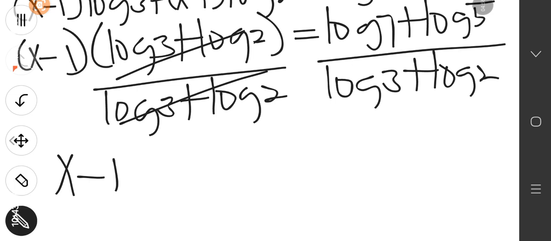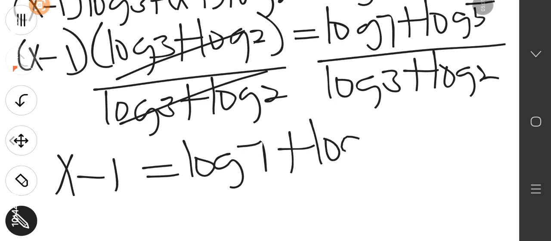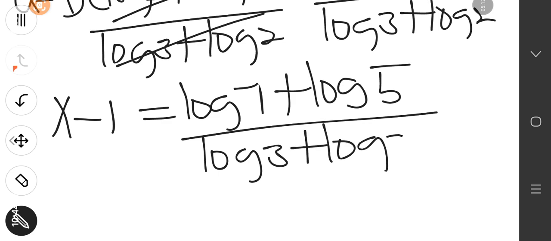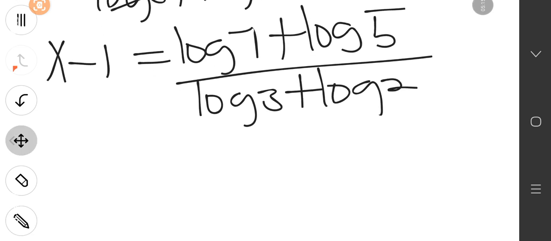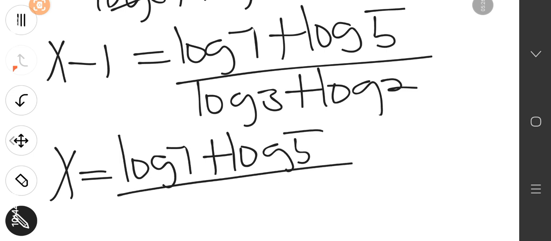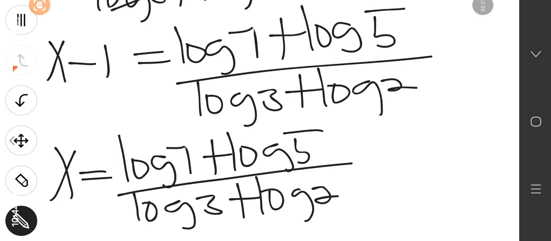Now we have x - 1 equals (log 7 plus log 5) over (log 3 plus log 2). So our equation becomes x equals (log 7 plus log 5) over (log 3 plus log 2) plus 1. Okay, so this is our answer.